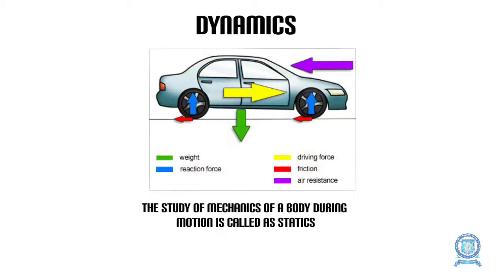Now we can see what is called as dynamics. As the definition indicates, the study of mechanics of a body during motion is called dynamics. It involves the study of forces involved in a body during its motion. I have given a simple example here. A moving car experiences these kinds of forces. The weight, shown by the green arrow, always acts vertically downwards due to gravity, and the reaction force always acts at the point of contact. In a moving car, the wheel makes ground contact, so a normal reaction acts, mentioned by the blue arrowhead. The driving force, that is the thrust or pulling force of the vehicle, is given by the yellow arrowhead in the forward direction. The friction force acting on the tires, opposing the direction of motion, is given by the red arrows, as well as the air resistance experienced while moving, given by the pink arrowhead.